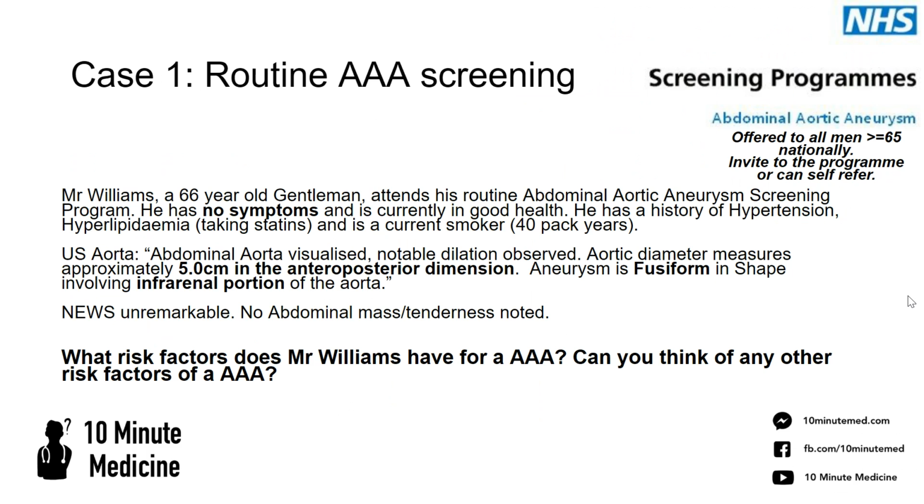So the first case is a patient who's gone through the routine AAA screening, which is offered to all men over 65 nationally. Mr. Williams is a 66-year-old gentleman who currently has no symptoms and is feeling well in himself. He has a past medical history of hypertension, hyperlipidemia, and is a smoker. The ultrasound of his aorta shows that he has a diameter of 5 centimeters, which is fusiform in shape and involves the infrarenal portion of his aorta. Clinically, his NEWS is unremarkable, and he has no findings on his abdominal examination, so no mass or tenderness noted.